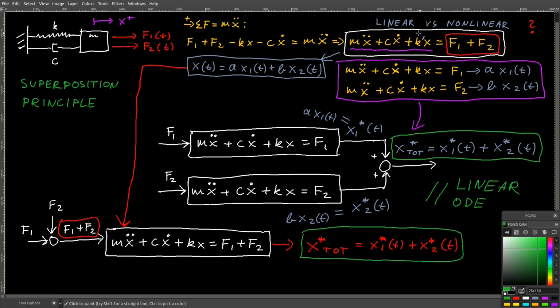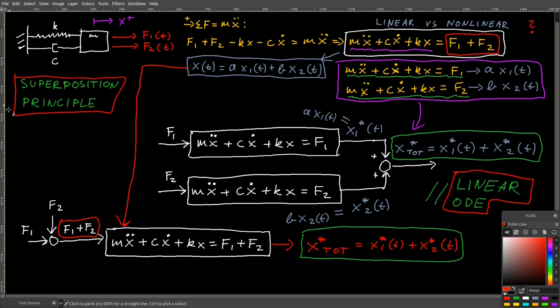If you have a linear ODE with several inputs like F1 and F2, then you can split this more complicated problem into simpler ones, like we have done here. You solve one ODE with one forcing function, then you solve another ODE with another forcing function, and then you simply add up the solutions. You can only do it with linear systems, because only they obey the superposition principle. Nonlinear systems do not obey that principle.